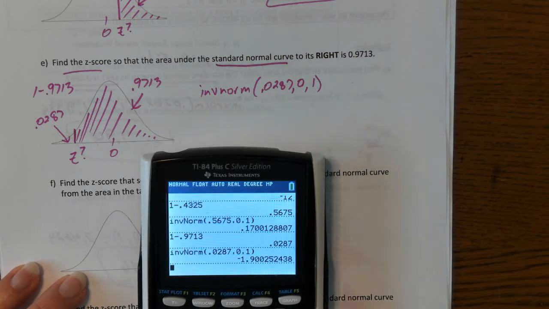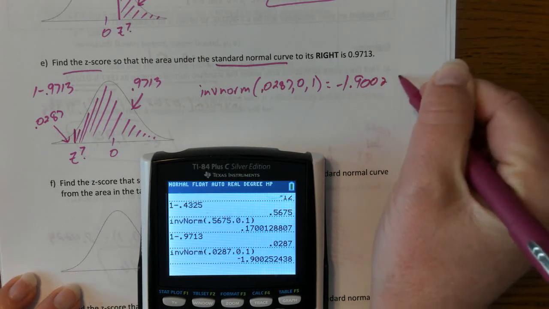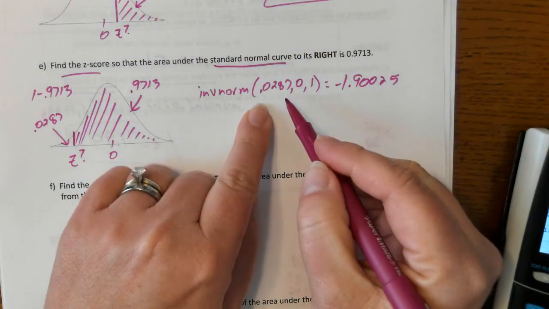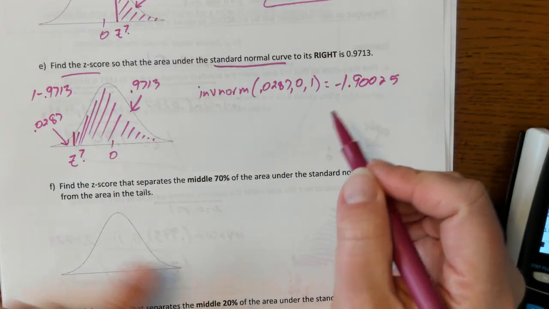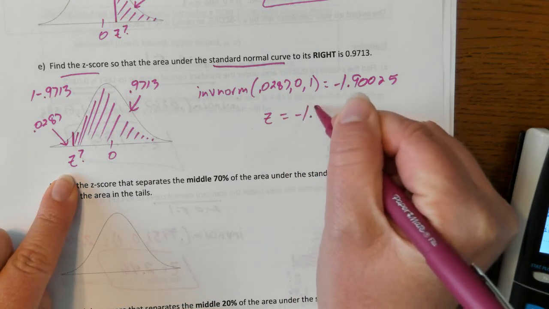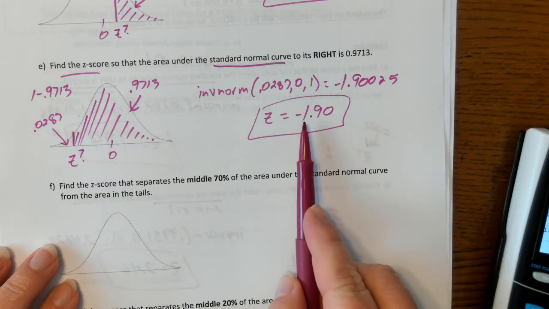And my calculator tells me it's negative 1.90025, blah, blah, blah. I gave it an area. Out comes a z-score. Z-scores are always rounded to 2 decimals, so the z-score is negative 1.90. And we're not surprised that it's negative, okay?